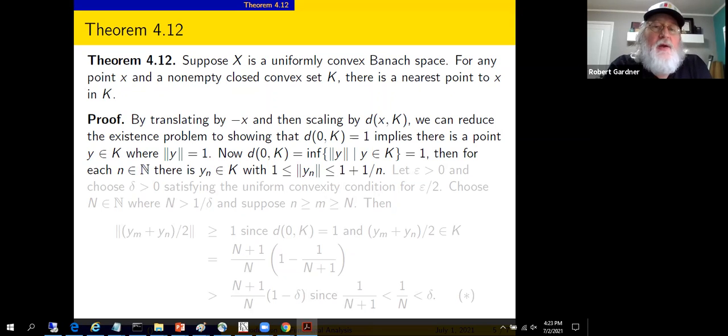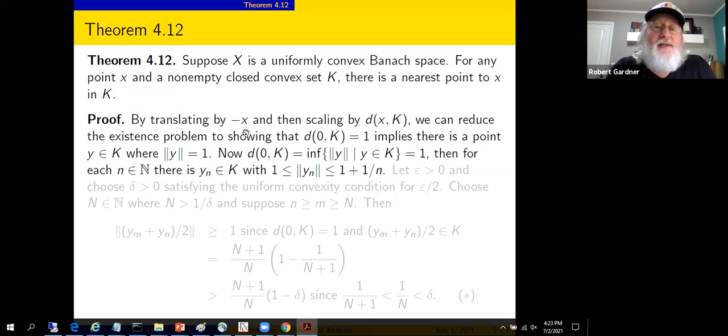We're going to do one more thing. We're going to change the lengths of all the vectors. And again, all this stuff can be undone at the end to get back to the original setting. But we're going to scale all the vectors by the distance from x to K. So what this does in particular is it makes the distance from the modified x, which has become the 0 vector, and the modified set K, which we're also denoting as K here, the distance from 0 to K equal to 1. We've done that, so we can look for a unit vector in set K.